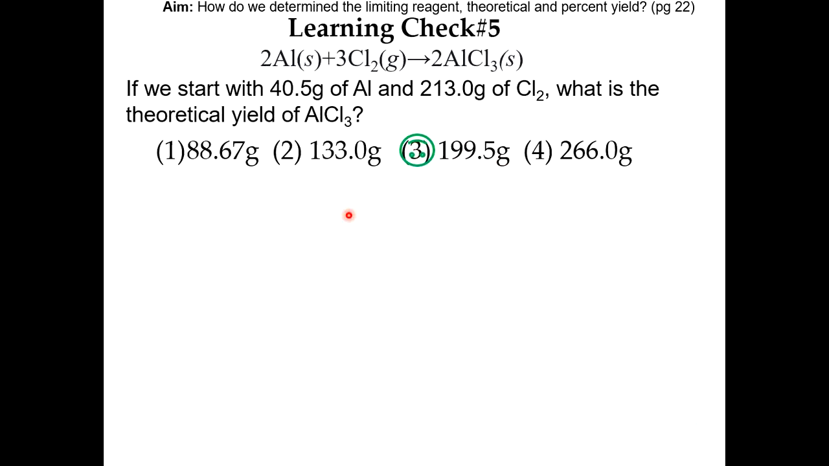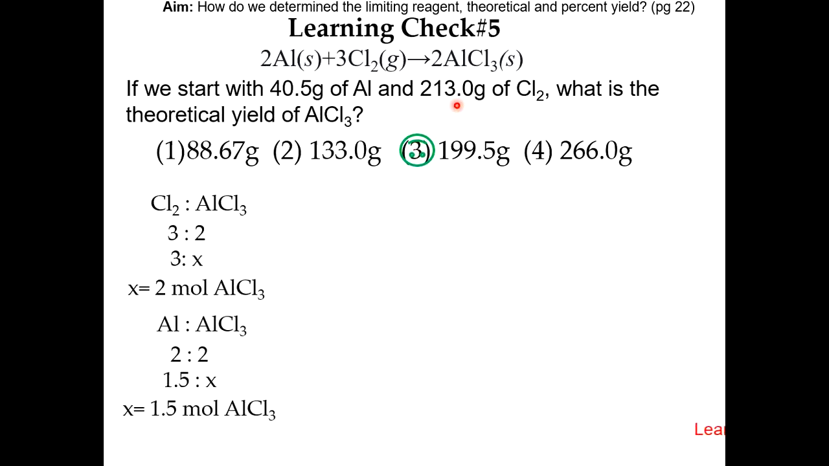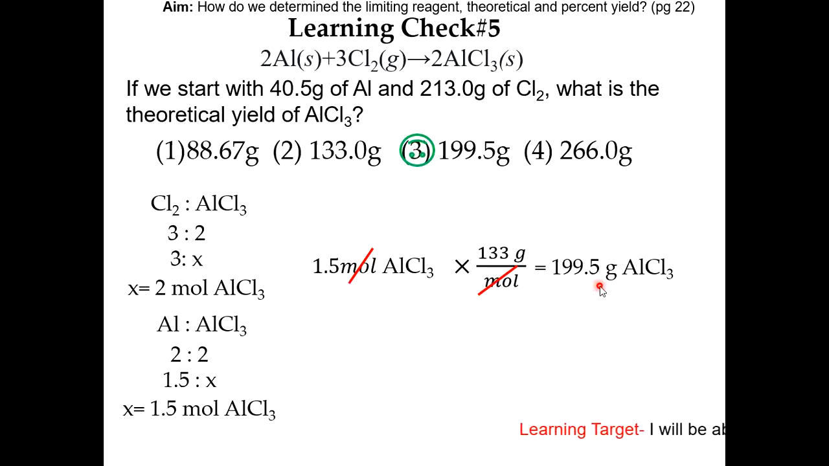199.5 grams. So the first step is to figure out the moles of each reactant. Here we have 1.5 moles of Al and 3 moles of CO2. Next, we set up a mole ratio between each reactant and the product. The limiting reagent in this question will be Al because it produces the least amount of AlCl3. So the theoretical yield will be 1.5 mole of AlCl3. To convert to mass, we're going to multiply 1.5 by the GFM of AlCl3, which is 133 grams per mole, and we get 199.5 grams of AlCl3, and that is the theoretical yield.